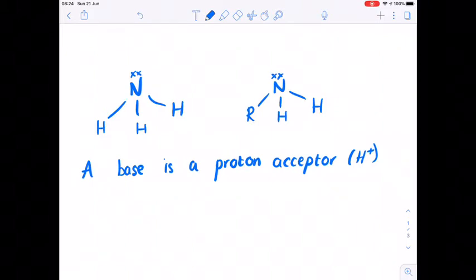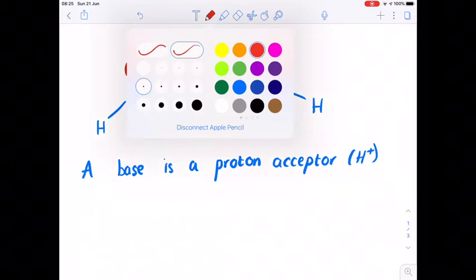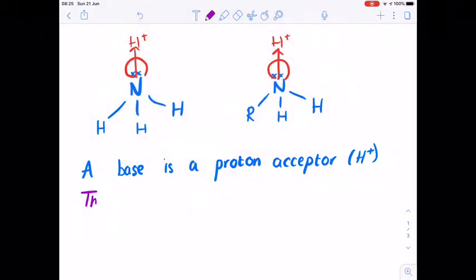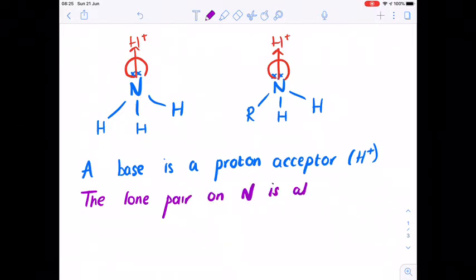So why could amines accept a proton? Well, it's all to do with this lone pair up here, isn't it? This lone pair, sitting up here, is able to accept a proton. It's able to use it to form a dative covalent bond. So amines are bases because the lone pair on nitrogen is able to accept H+.